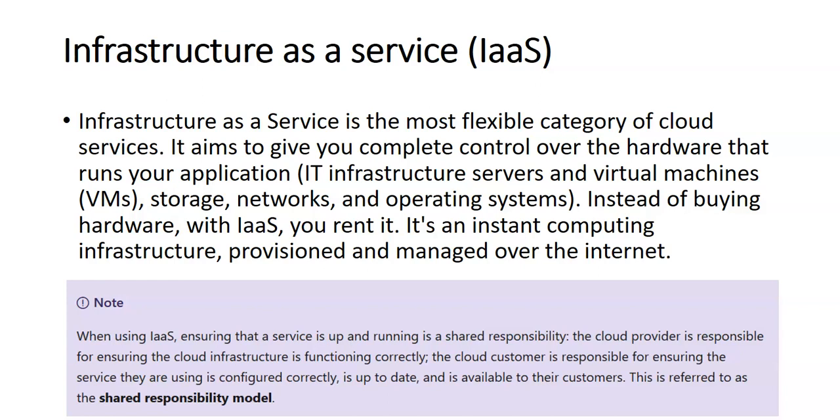So when using infrastructure as a service, ensuring that a service is up and running is a shared responsibility. The cloud provider is responsible for ensuring the cloud infrastructure is functioning correctly. The cloud customer is responsible for ensuring the service they are using is configured correctly. So if you have not configured the machine correctly, if you have not configured the networking correctly, you will not be able to connect. But the machine would be up there. That is the responsibility of the cloud provider.